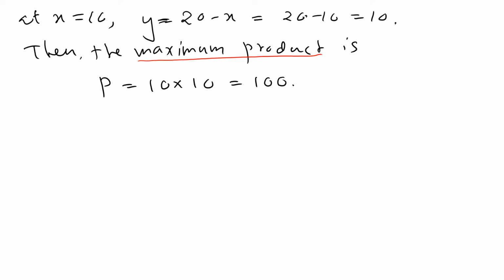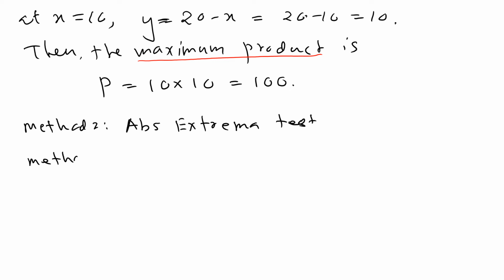There are also other options. I'm just mentioning those things, because in different problems we might do those other things. We have another method: method 2, the absolute extrema test. And you can do another method: method 3 would be the first derivative test.